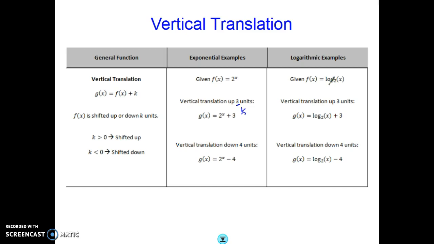We'll start with our parent function of log base 2 of x, and if we go up 3 units, we just do plus 3 way at the end of our function. If we want to do down 4 units, we just do minus 4, right? Again, minus because it's down.